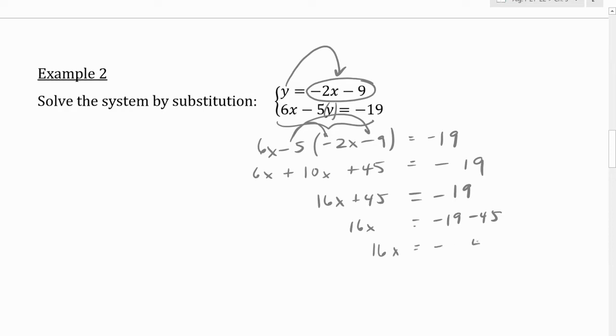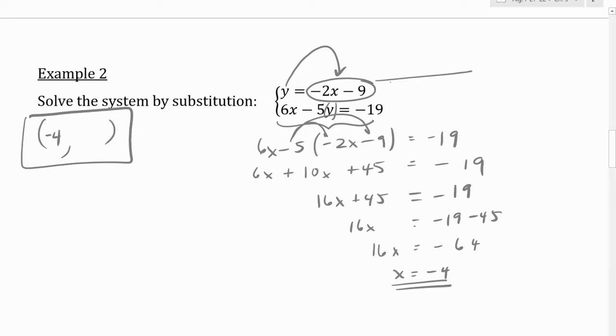And that'll get me negative 64. If I divide both sides by 16, I'm going to get that x is negative 4. But remember, the solution to a system is an ordered pair. All we just got was the x. So now I'm going to go figure out the y. You can plug it into either of these two equations that you want. I'm going to plug it into the top one because to me that looks easier.